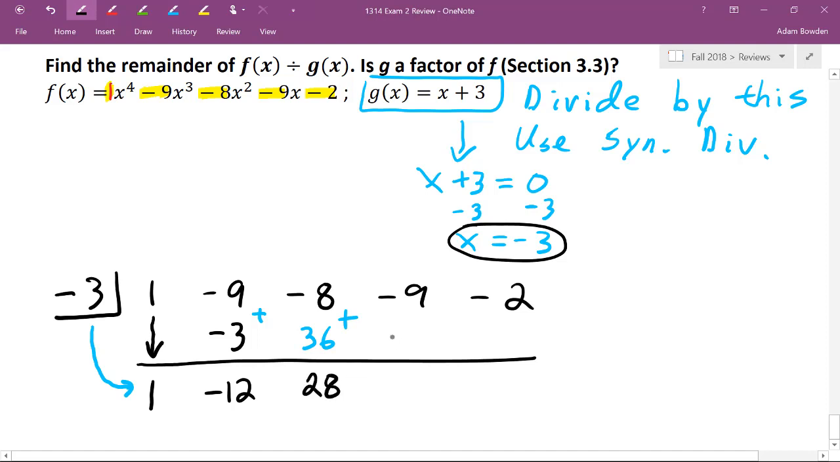We multiply that by negative 3, we get negative 84. Then we add those numbers together to get negative 93. We multiply again by negative 3 to this number and it turns into 279. Now our last number, when we add these together, we'll have 277.